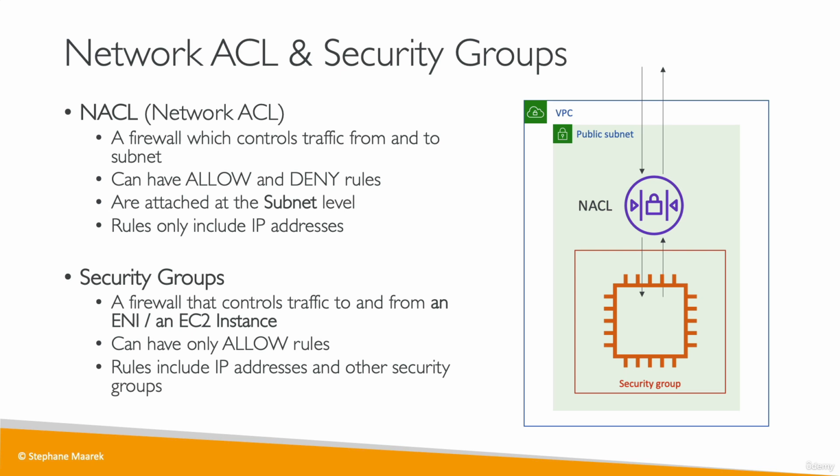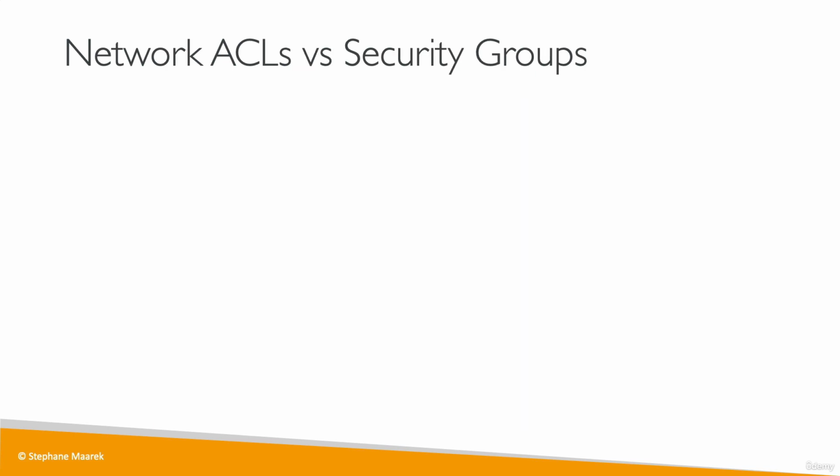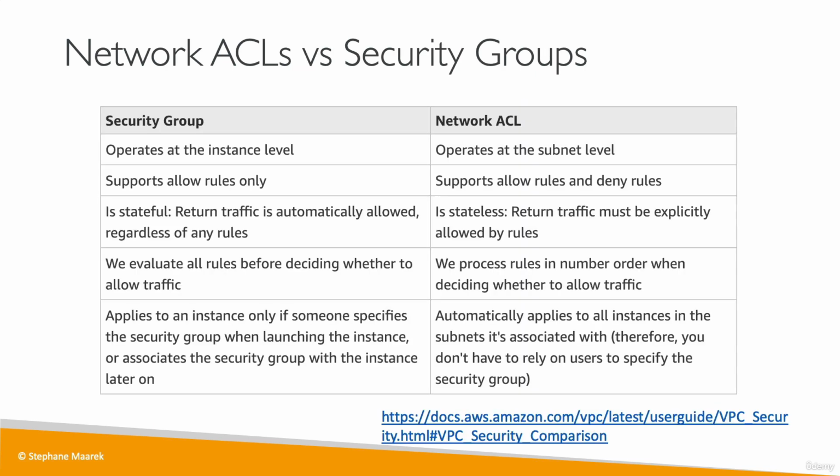So the security group and the NACL are quite different. The NACL is at the subnet level, and the security group is at the EC2 instance level. And from an exam perspective, that should be all you need to know. Now, there is a more complete table around the differences of the security group and the network ACL. Let's look at the most important ones, and these are the first three.